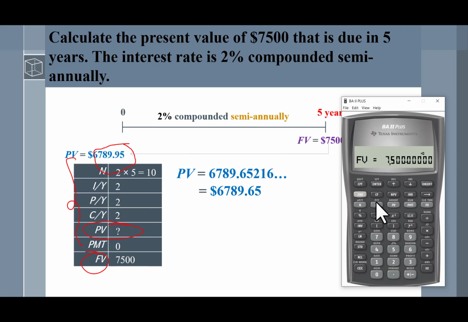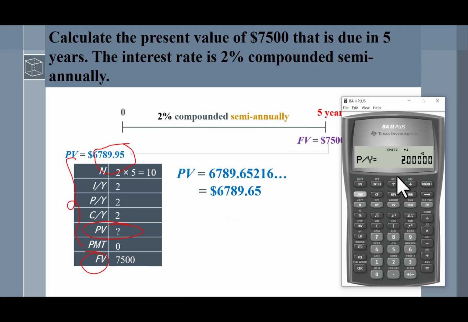To access PY and CY, you have to press second, then press the IY button. And you can see that it shows you PY here. It's not a button, it's an extra worksheet inside the main worksheet. So to change the values, it's very important, not just press 2, but you have to press the enter button. Otherwise, the value will not be stored there.